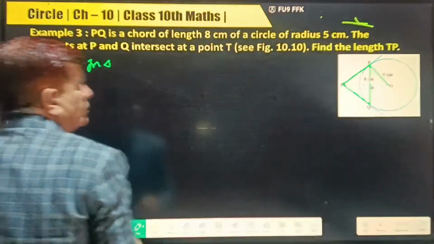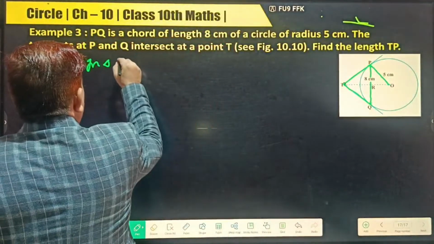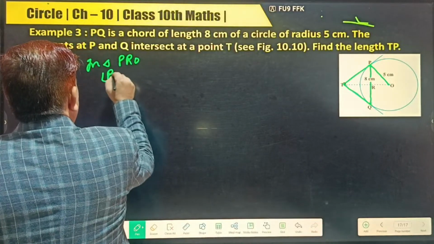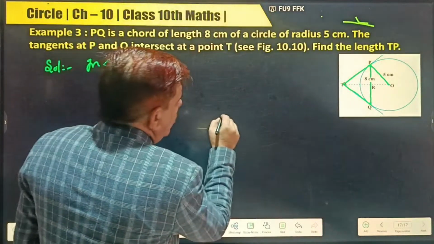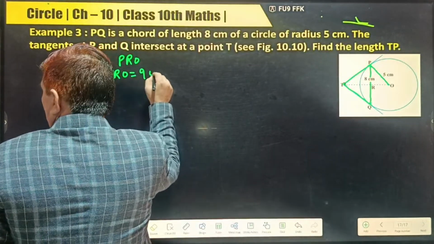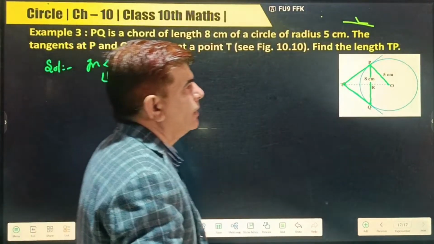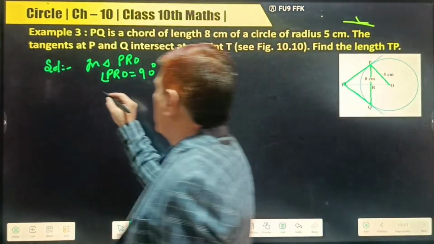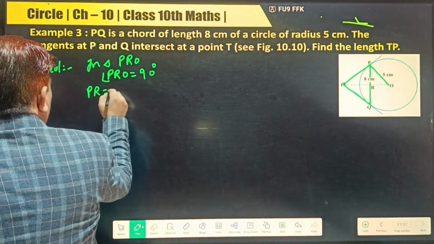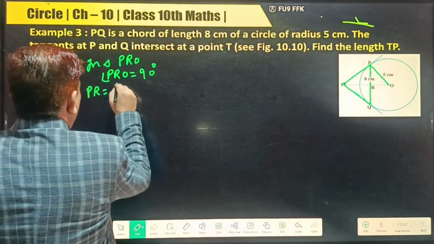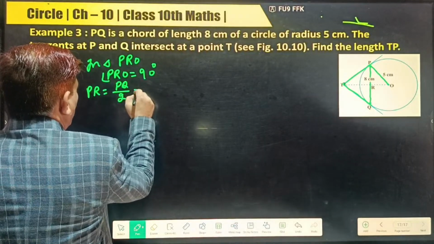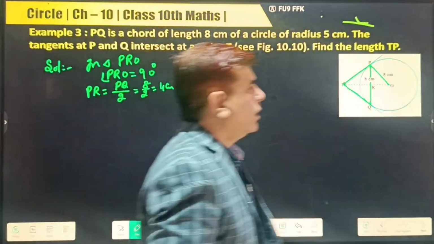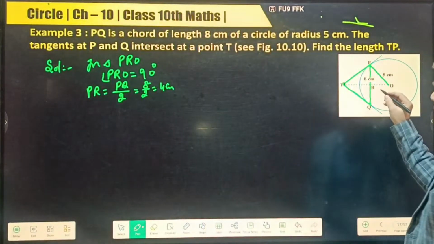In triangle PRO, angle PRO is equal to 90 degrees. So this is a right angle triangle. And what's PR? PR is equal to half of PQ. PQ is 8, so half is 8 by 2, how much? 4 centimeters.